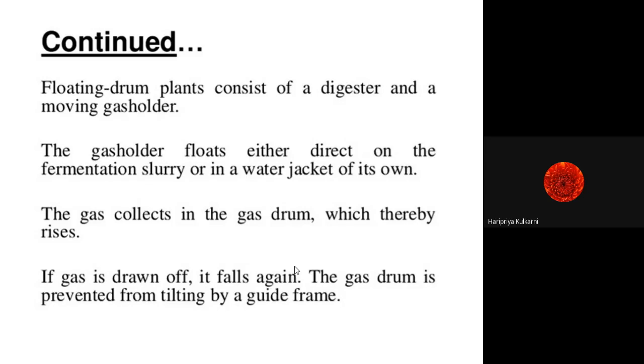The gas collects in the gas drum which thereby rises. Therefore gas will come up. Okay, and it will be collected in the collector and it could be transferred through the pipeline. If gas is drawn off, it falls again because the collector is empty now. The gas drum is prevented from tilting by a guided frame. So it is maintained in that vertical space only. It cannot tilt. Framing is done for that.